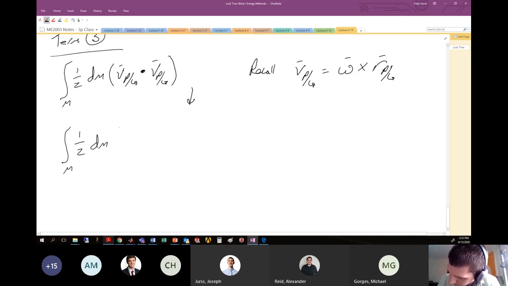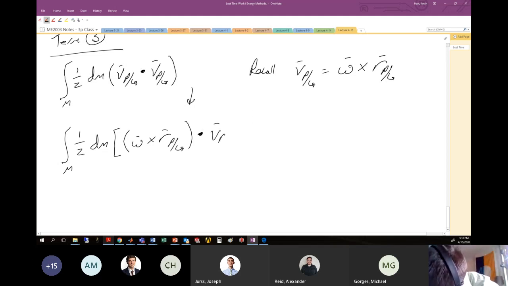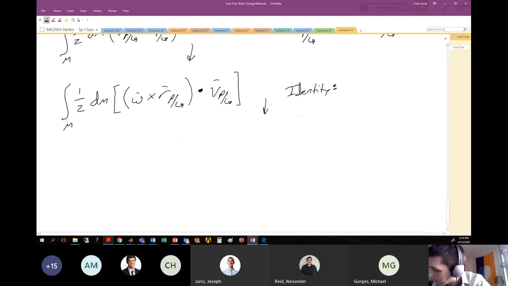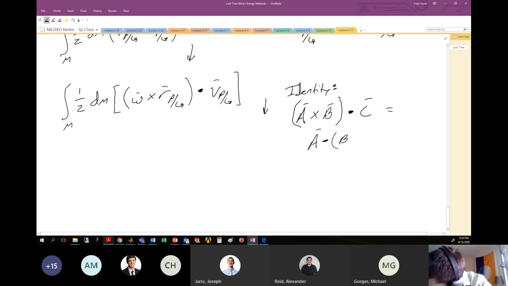We'll have the integral on the mass, 1/2 dm of, and I'm only going to plug in for term number 1, so this will be omega cross the position vector of p relative to g, dotted with the velocity of p relative to g. Now I'm going to leverage an identity for cross and dot products that you may have seen when you did the triple product or the projection of moments onto a line in your statics class. If you have some vector A crossed with some vector B, dotted with some other vector C, that is equivalent to the vector A dotted with the vector B crossed with the vector C. So we're going to end up with something like omega dot r_pg cross v_pg.